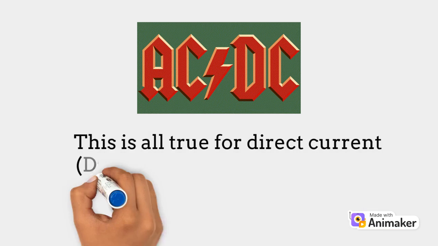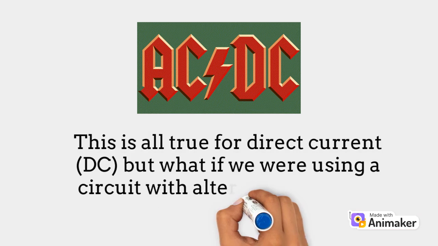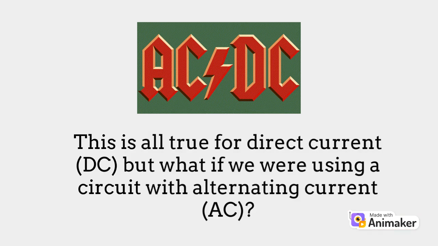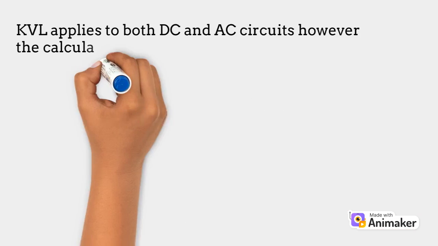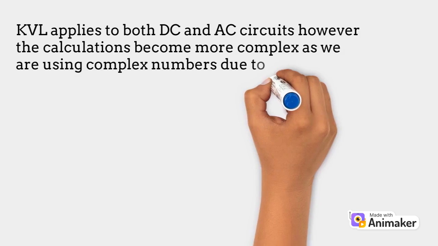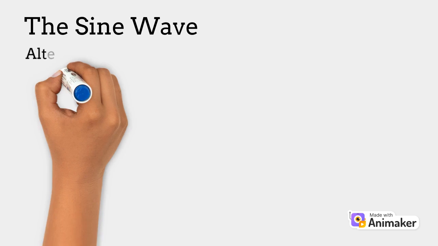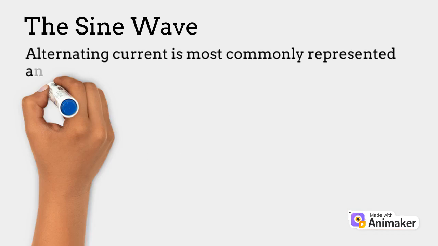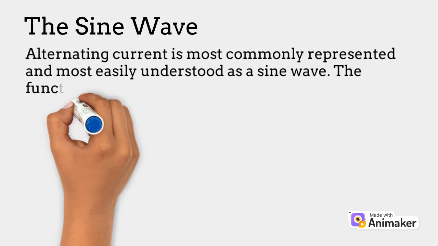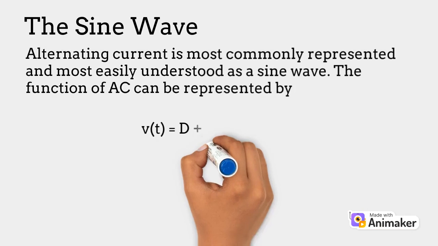These rules apply for direct current, but what if we're using an alternating current circuit? KVL applies to both DC and AC circuits, however the calculations become more complex now as we are using complex numbers due to the sinusoidal nature. Alternating current is most commonly represented and most easily understood as a sine wave. The function of the sine wave can be represented by the function below.